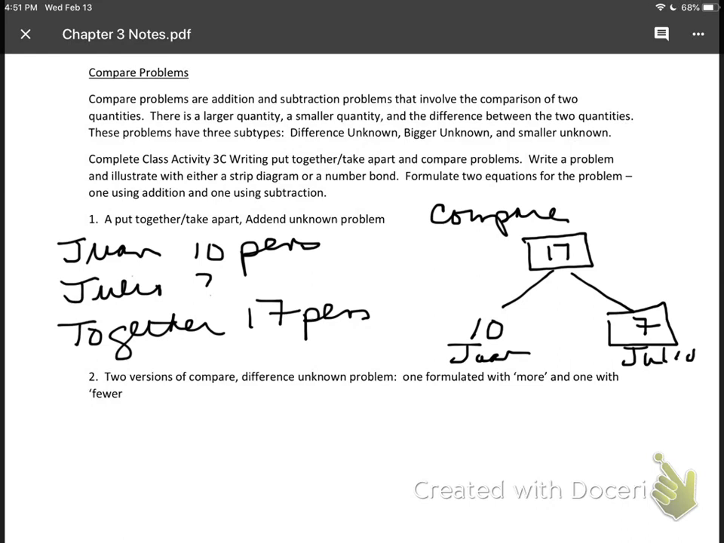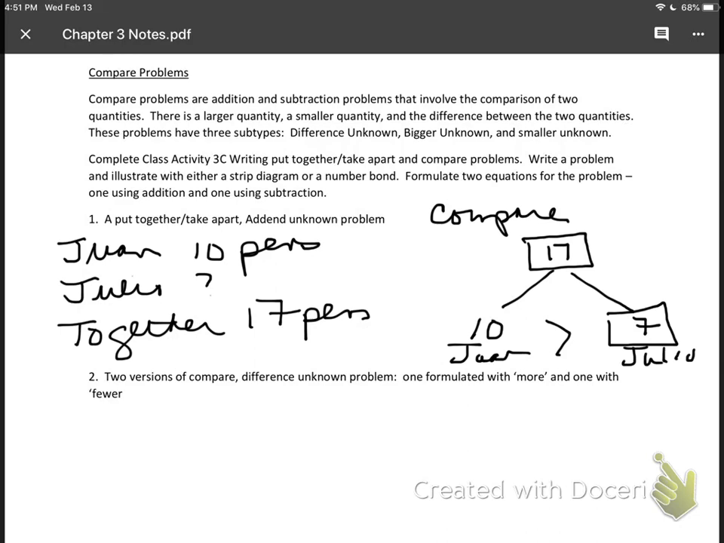And then you can even start doing some symbols. So Juan had more, so he had more than Julio's. Read it backward. Julio had less than Juan's. Okay, so there's your put together, but then you can have it be a compare as well. Okay, the next thing says 2 versions of compare difference unknown problem. One formulated with more and one with fewer.